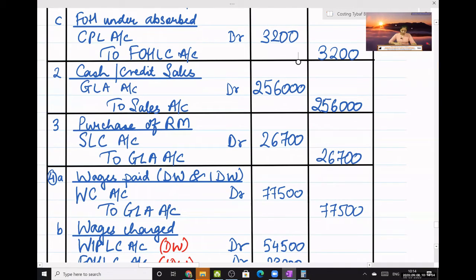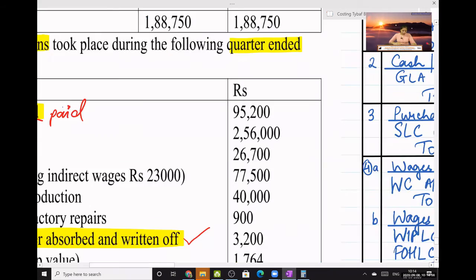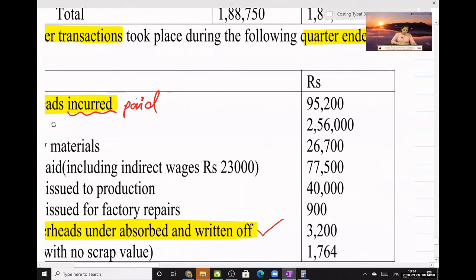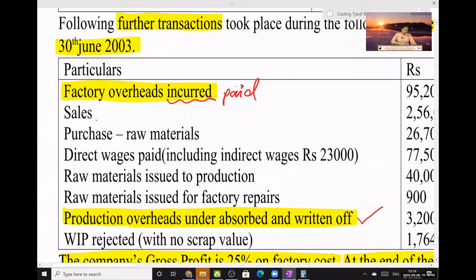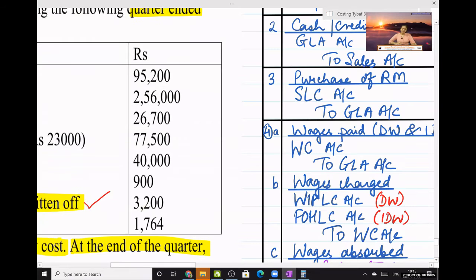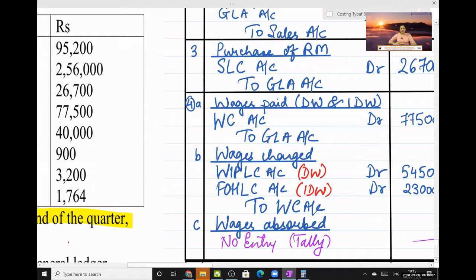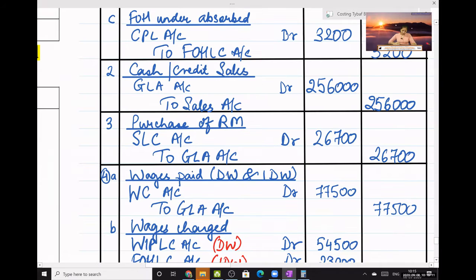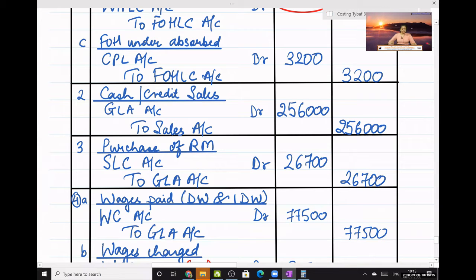Okay. Next, purchase of raw material. Purchase of raw material 26,700. Same way, nothing is mentioned. You can assume either it is a cash purchase or a credit purchase. Okay, right. Purchase of raw material: SLC to GLA 26,700.